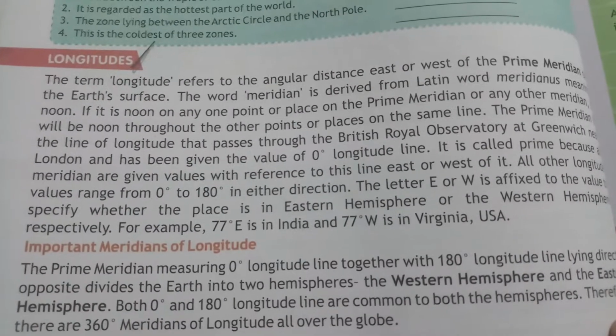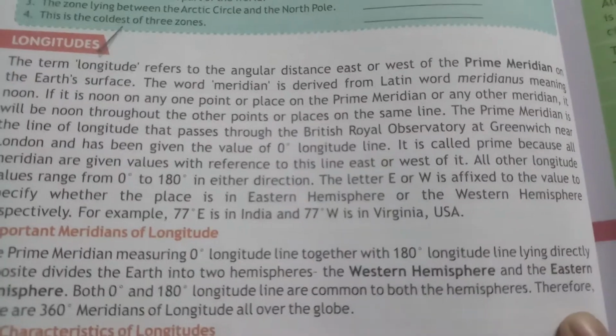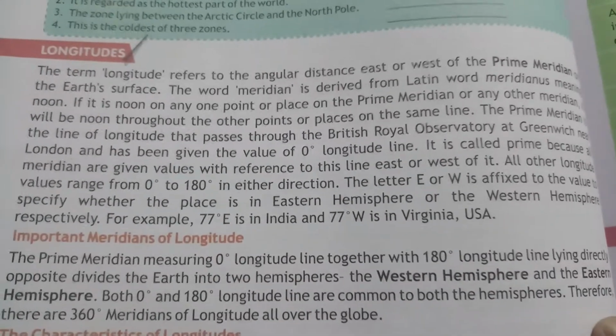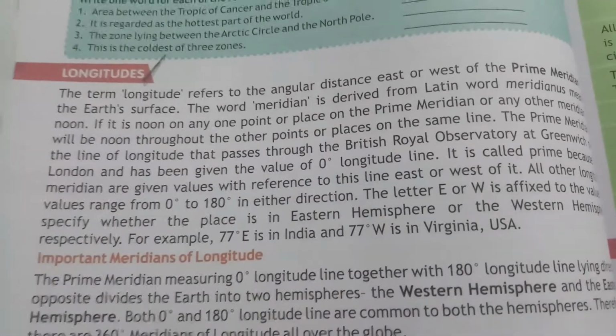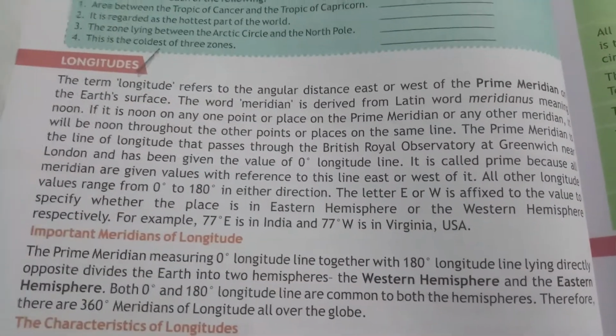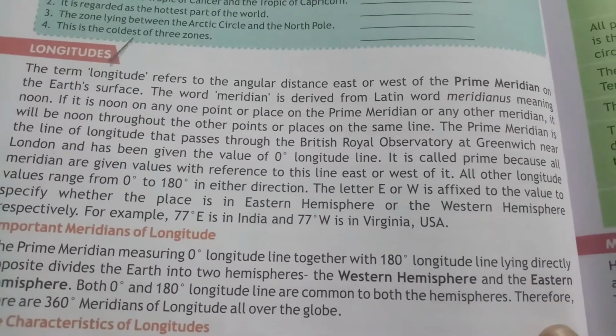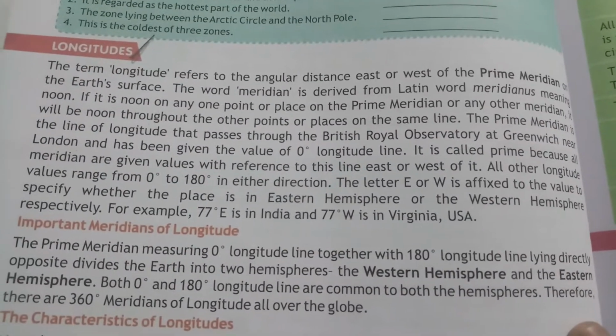Does everybody know what is the meaning of meridian? This is the noon. It is noon at any one point or place on the prime meridian. PM. Does everybody know what is the meaning of PM? AM is anti-meridian and PM is post-meridian. Okay? On any other meridian, it will be noon.